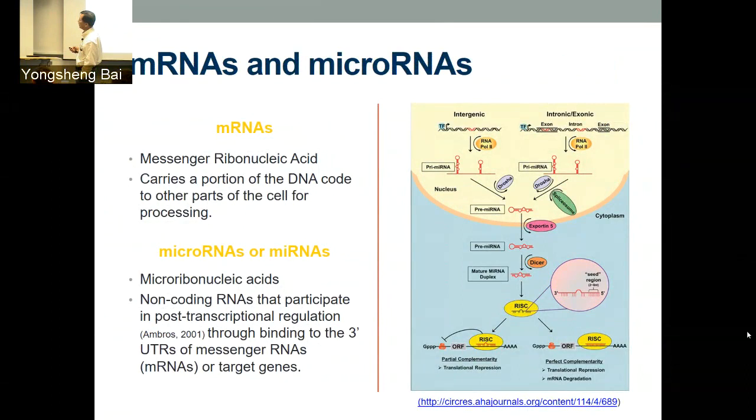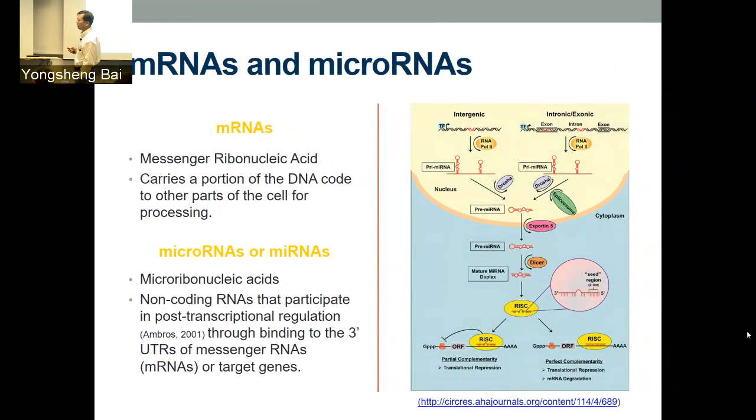And then after that, this product will continue to be processed by the machinery called Drosha. Drosha will remove these connections and generate another product called the pre-microRNA. The PRE now, and this one also has the spliceosome involved here. All these steps happen in the nucleus. After this process, the pre-microRNA will be transported out from the nucleus into the cytoplasm.